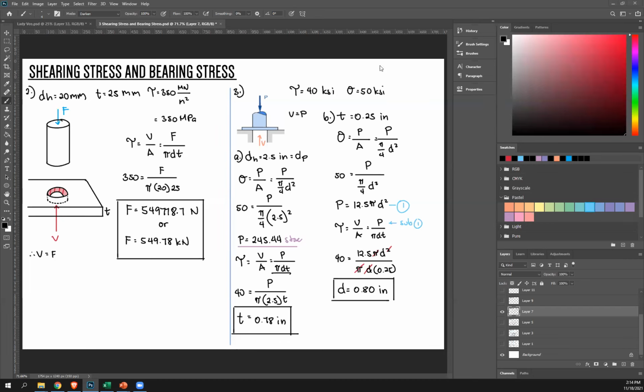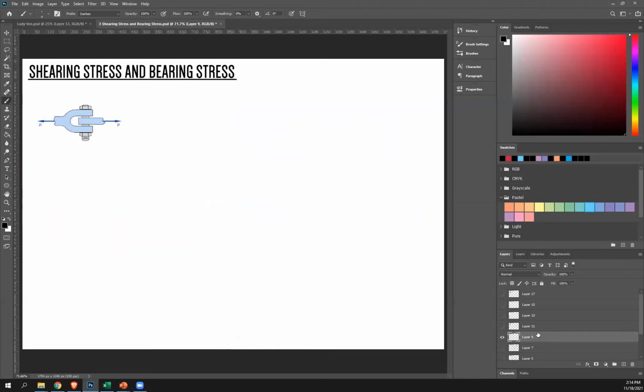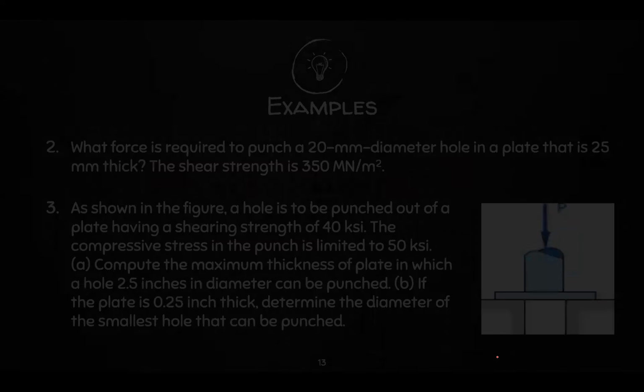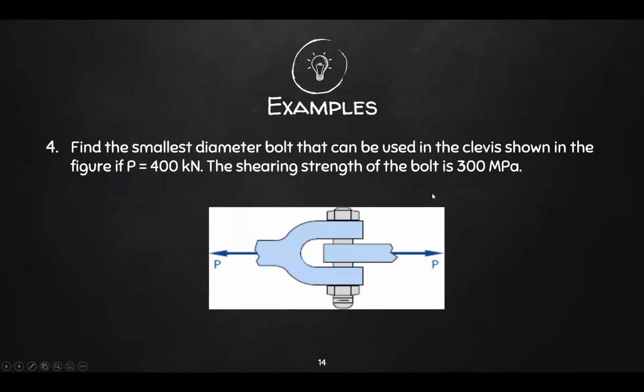Great. No questions, let's have the next one. Number 4. Okay, so for number 4, find the smallest diameter bolt that can be used in the clevis shown in the figure if P equals 400 and the shearing strength in the bolt is 300 MPa. Okay, we're given shearing strength, we're given applied force, we're looking for possible diameter of the bolt.